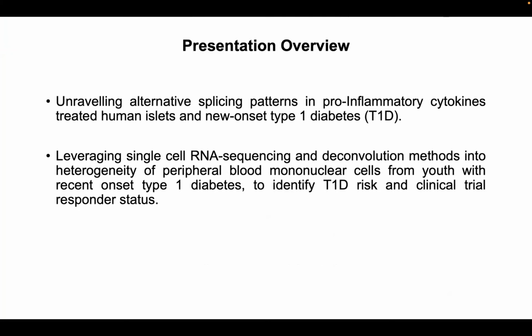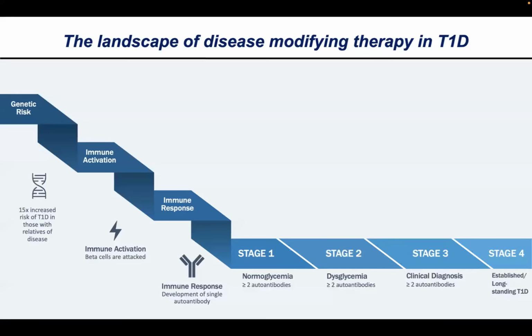Based on this recent finding on alternate splicing, we are looking further into the circulation level. So I proposed a second project to dkNET to investigate the PBMC from subjects with recent type 1 diabetes. The purpose of this project is to identify biomarkers associated with the risk for type 1D and the clinical trial responder status. So firstly, I would like to go over the first project.